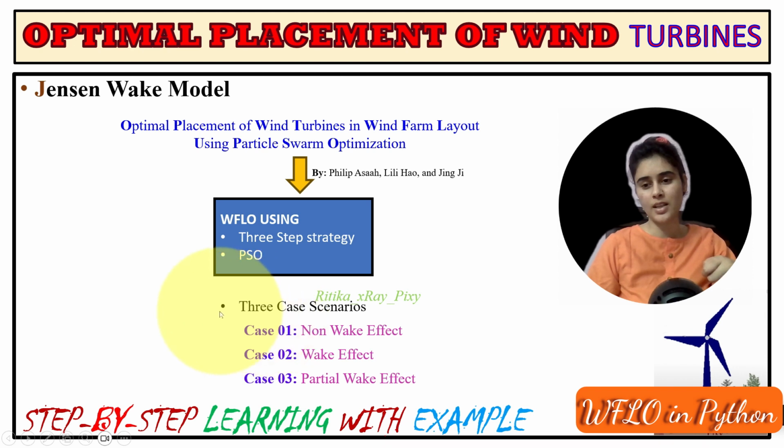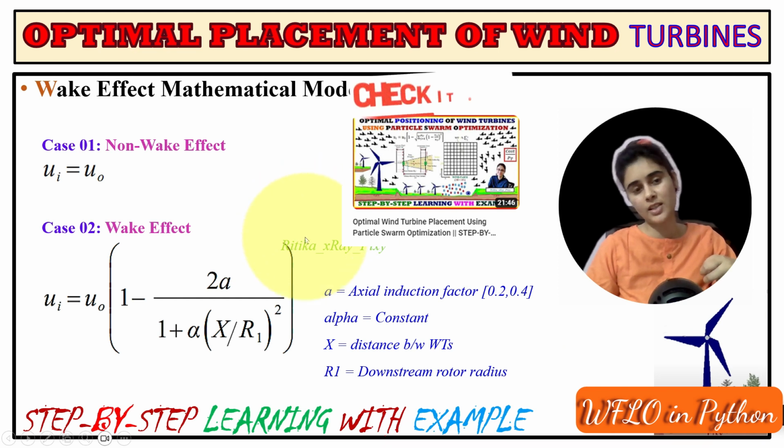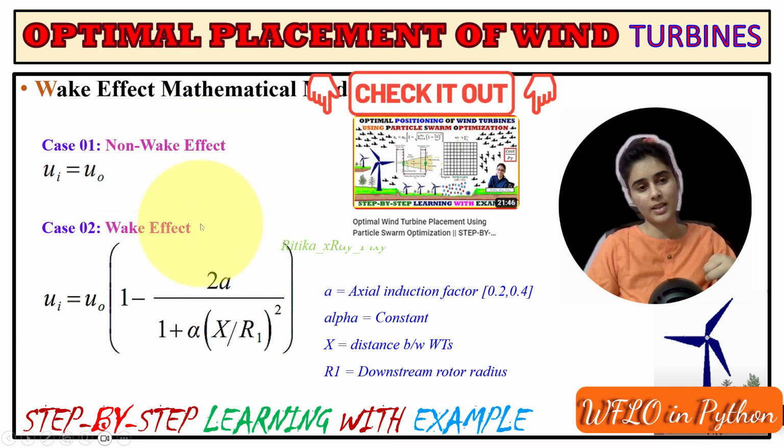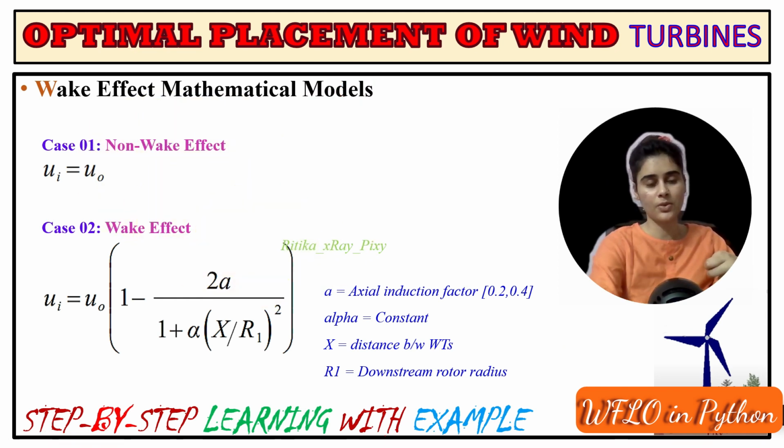Three case studies have been performed. First case, there is no wake effect. Second case, we have wake effect. Third case, there is partial wake effect. So next we have the Jensen wake model that we will use here in this video. First condition, we have no wake effect. Then you can see the mathematical equation.